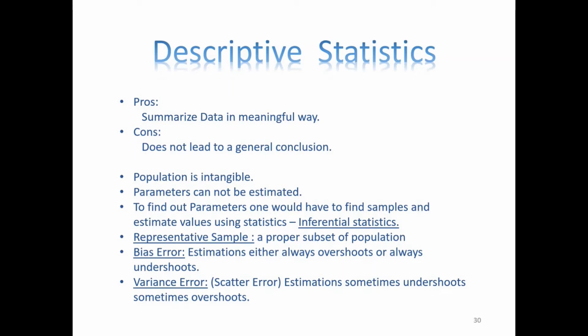And what is variance error? Variance error is neither always overshooting nor always undershooting. It will be a mix of both. So it would either overshoot at some time or undershoot at some time. It will randomly vary. It will just keep changing and deviating from the exact value, but it will not show a specific trend like in the case of bias error.